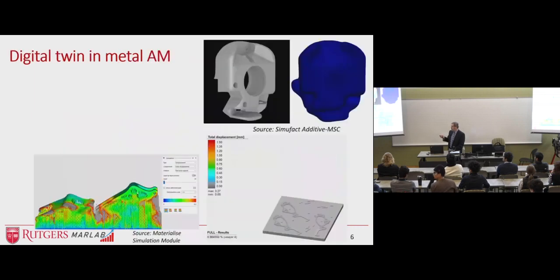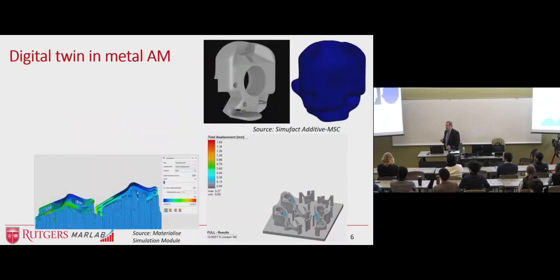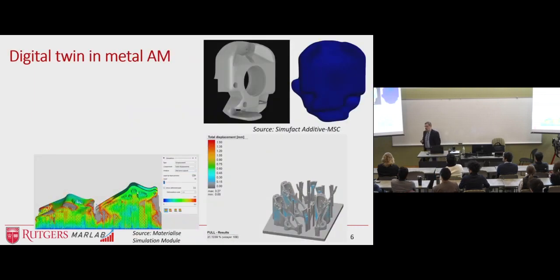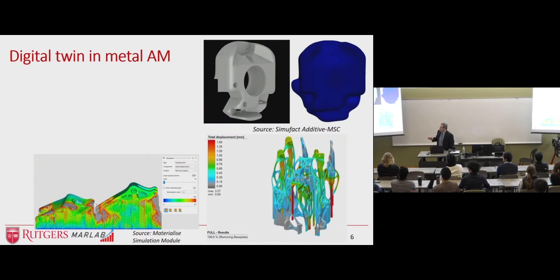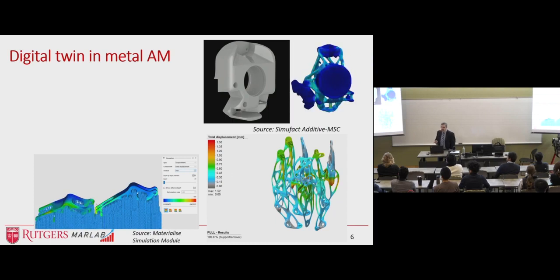You can learn more about that by looking at companies' websites, or a good place to learn from is also Deloitte. Deloitte issues a lot of reports on technology. So here is a digital twin in metal additive manufacturing. We have lots of simulations that we're doing. Here are some simulations I picked from Materialise, a Belgian company, about the displacements of the part.